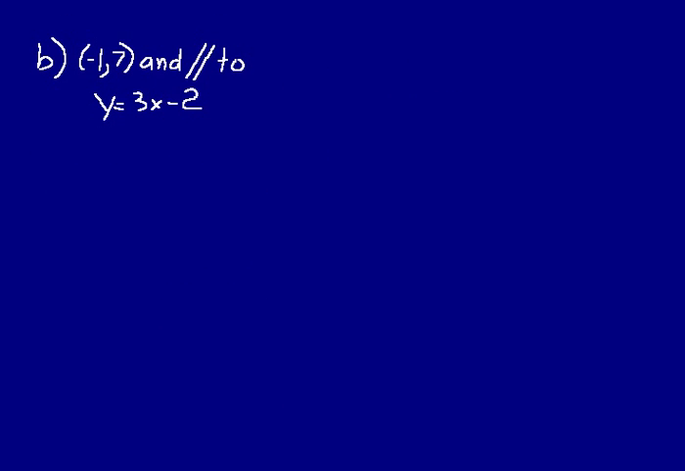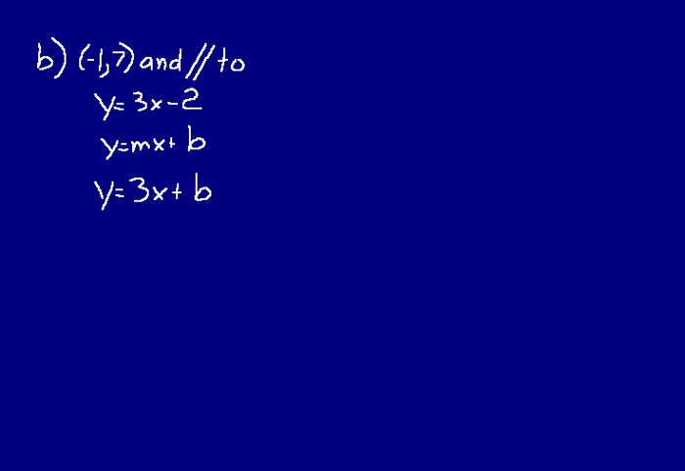Let's do another one like that. Find a line that passes through that point right there, -1, 7, and is parallel to that equation, y equals 3x minus 2. So, first, when we're trying to find the equation of a line, write the standard form down, y equals mx plus b. This line that we're trying to find, it's parallel to the other one, so that means it has the same slope. So it is also y equals 3x. And then put the plus b on the end.